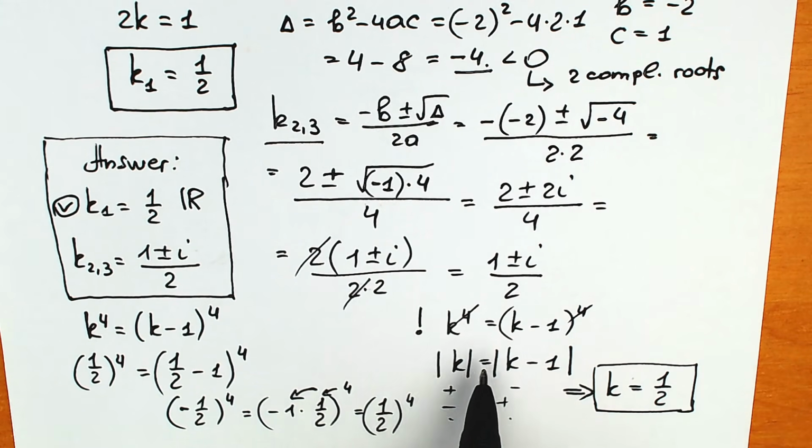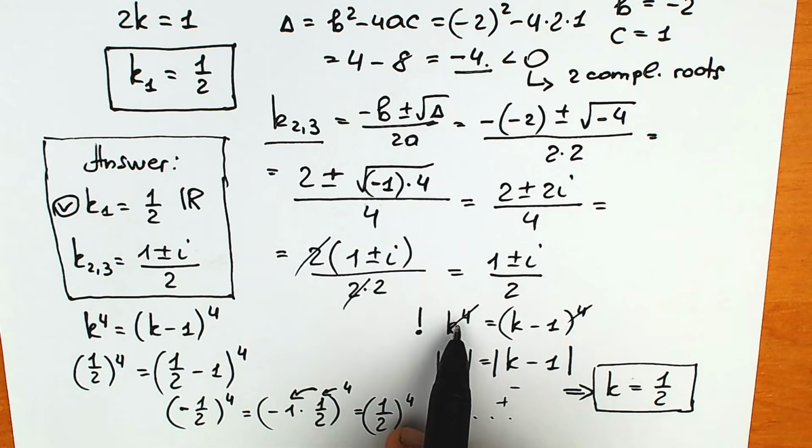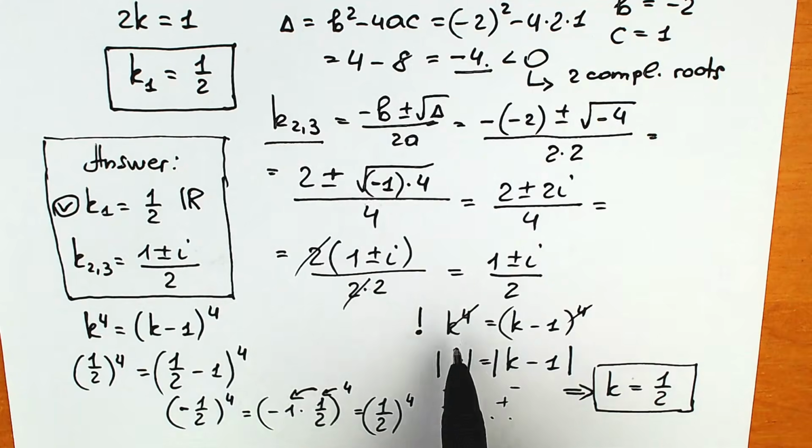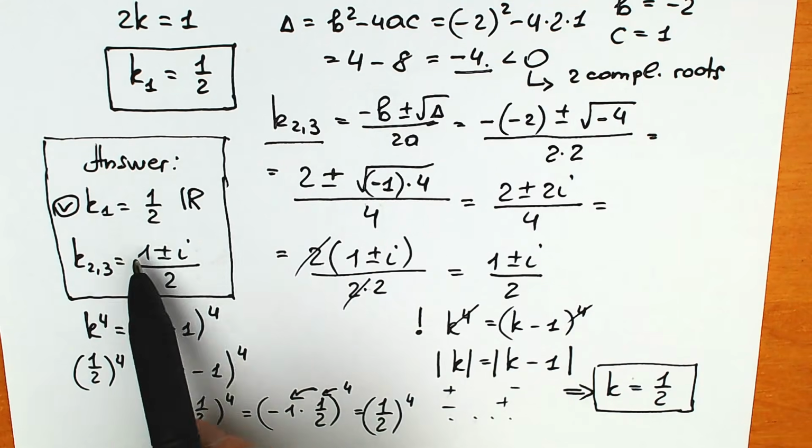And with absolute value you can be safe about it. We have only one real number root. But in general, according to the fundamental theorem of algebra, we have a 4th power, so it means that we have 4 roots in total. We don't know how many real roots, how many complex roots. In our case, we have 1 real number root and 2 complex roots.